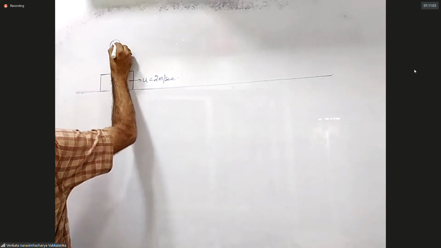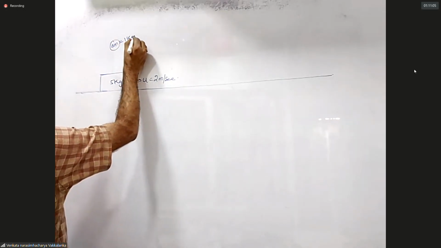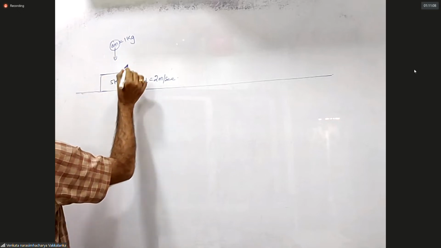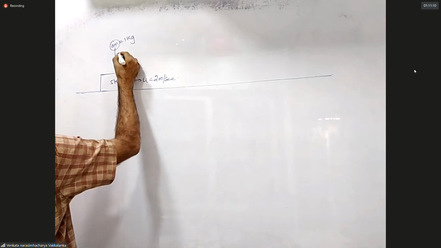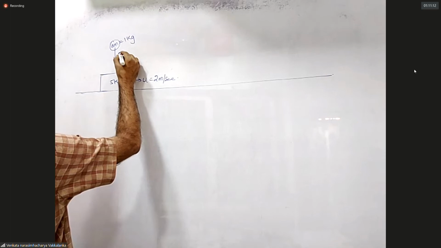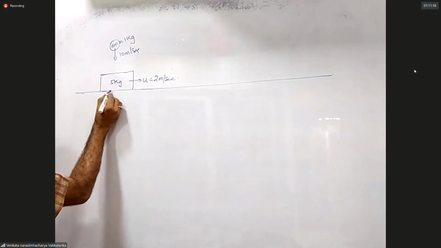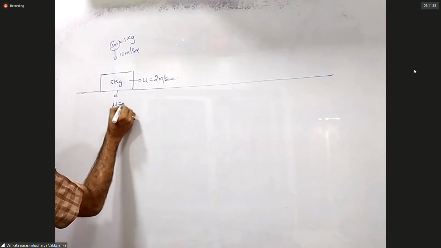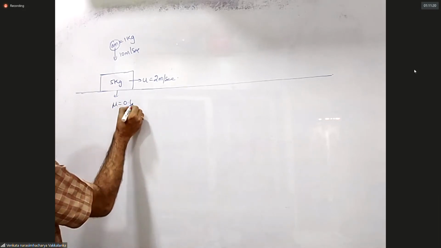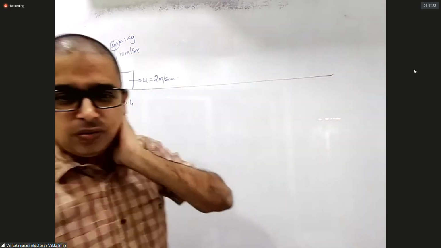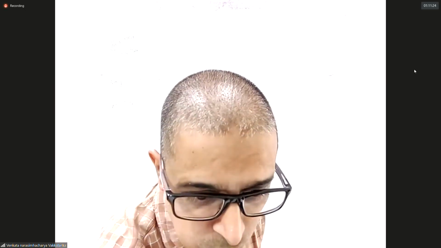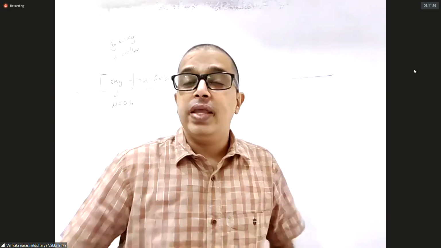Now delta m has mass 1 kg if I am right. Yes, sir, 1 kg. It's falling with a velocity of 10 meters per second, and mu is given as 0.4. Now, what is the first concept that he wants you to apply?